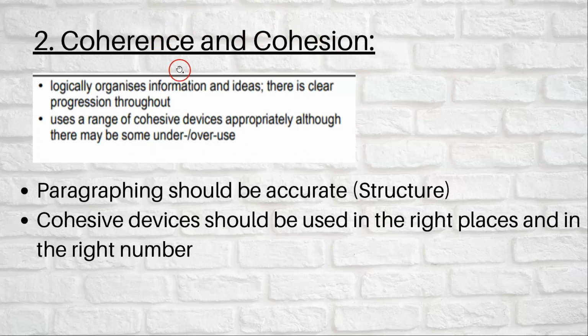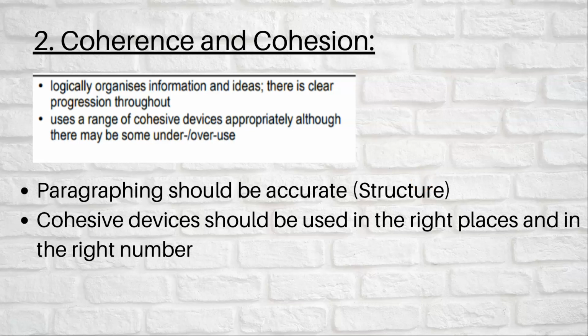Coherence and cohesion. This is the second band descriptor, and these are the points required for a 7-band score in this section. Logically organizes information and ideas. There is clear progression throughout. So this means that your paragraphing should be accurate, which is the structure. So your letter must be properly organized. There should be a proper paragraphing.